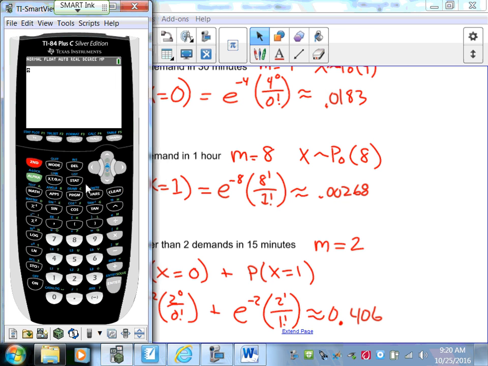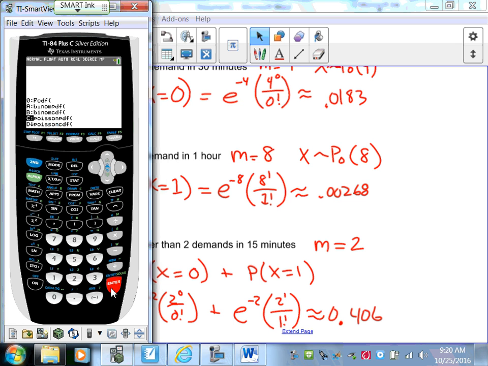If you go second distribution, yeah, not Poisson. Okay, so you have Poisson CDF and Poisson PDF. For the first one, which one should we use? PDF, because it's equal to, so it's an actual point, right?